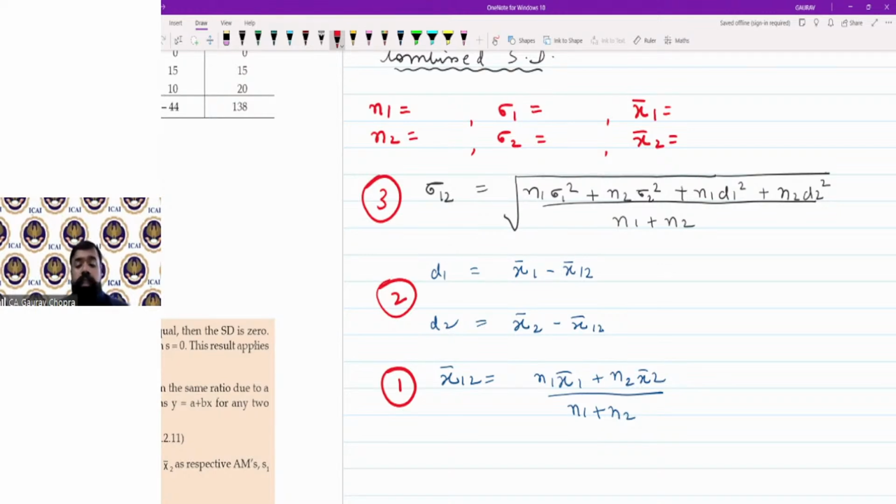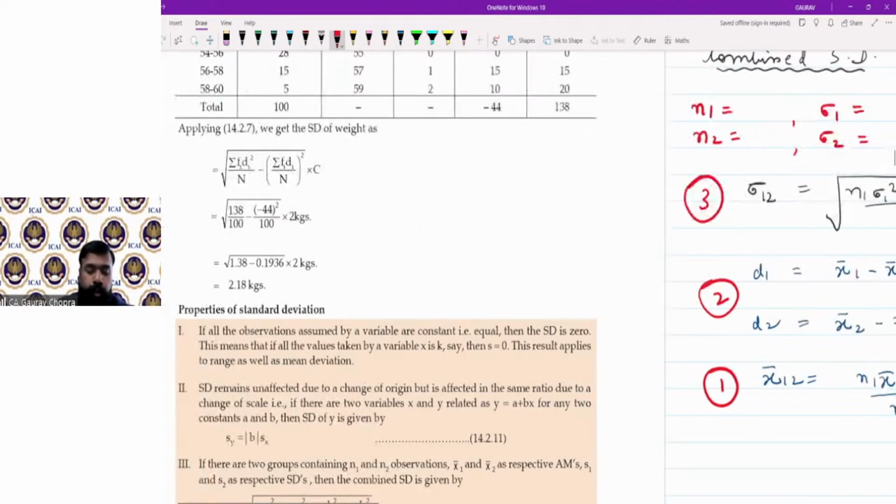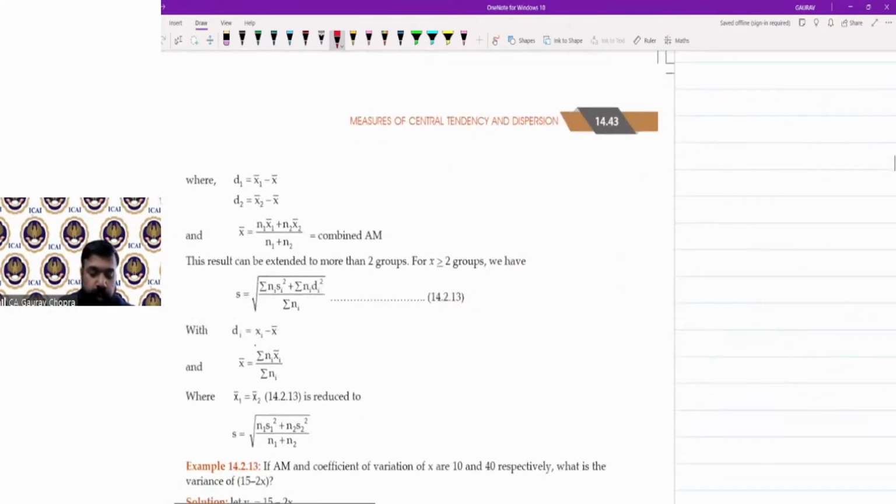So these are the three steps for the calculation of combined standard deviation. And after doing all the three steps, you will get complete 1 mark. Yes. So this question is a bit lengthy, but yes, we have to do this because sometimes it can come in exam. So let's take some figures for this question.